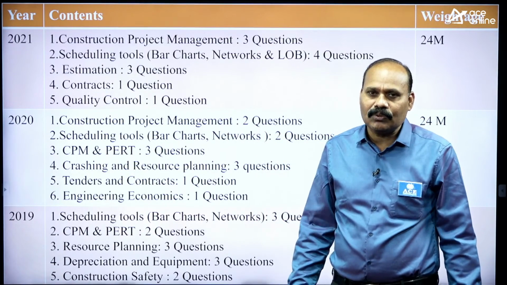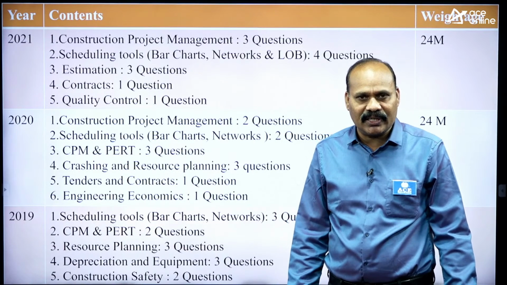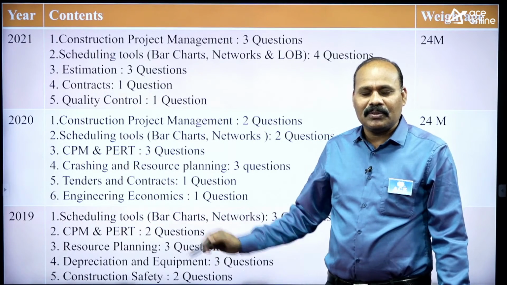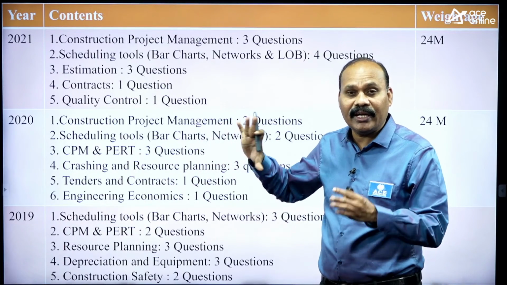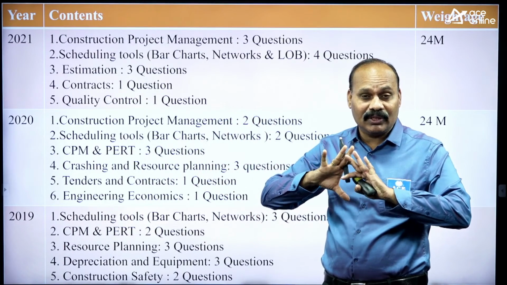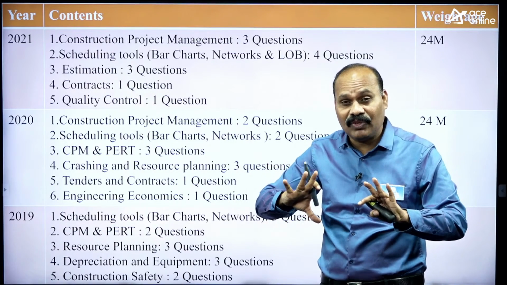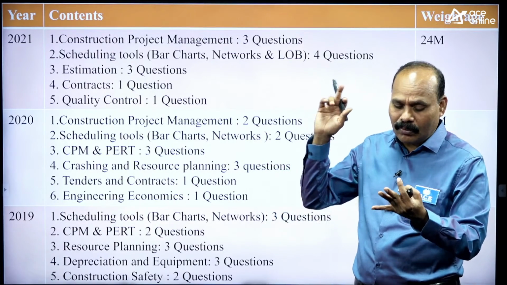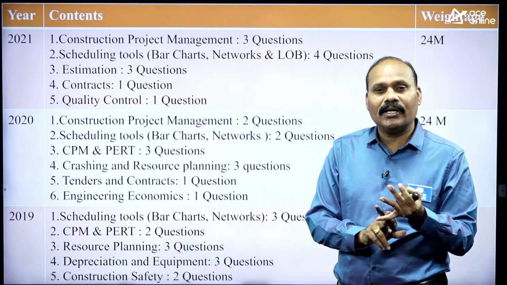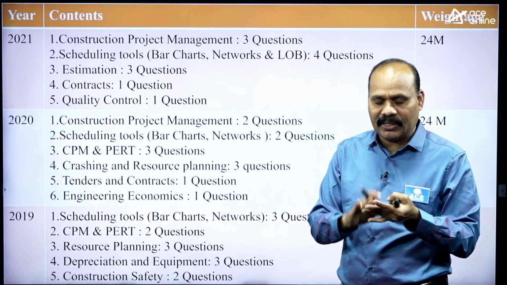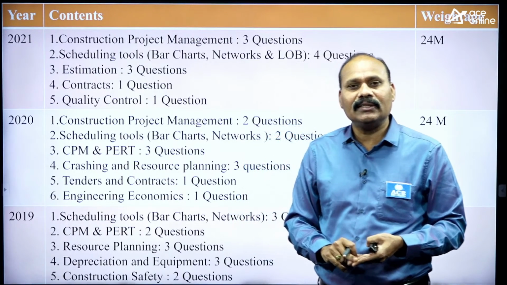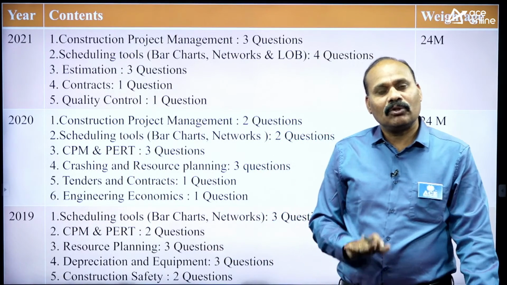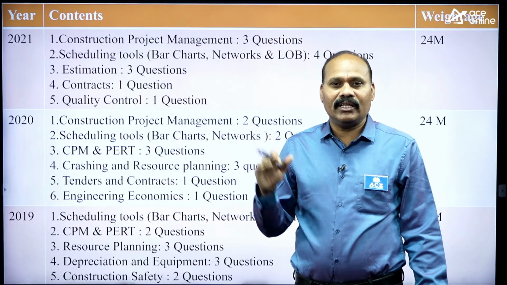Which are favorite areas now? Scheduling tools, bar charts and network diagrams, and CPM and PET. This is quite interesting. So without any deviation, which are the topics you have to cover? Bar charts, network diagrams, CPM network, PET network, resource allocations, and project crashing. So try to finish these headings. Quite interesting and very easy.